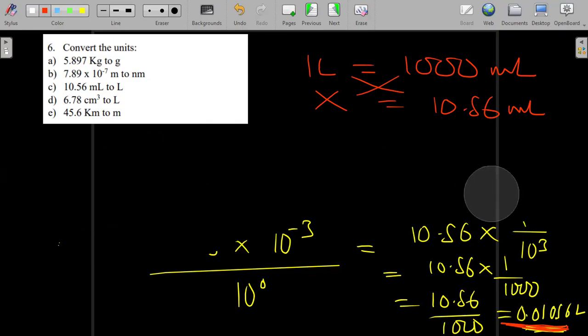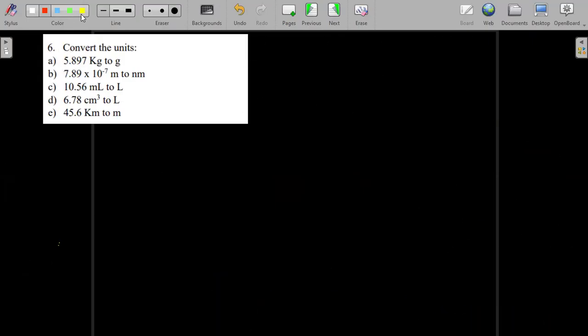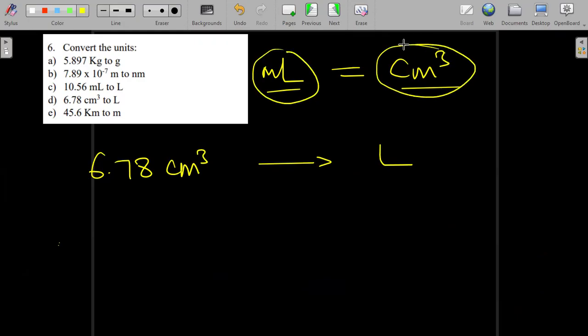The other question there is similar to this one. I remember in that video when I was explaining about units, I said milliliters is the same as cubic centimeters. So whenever you see milliliter, it's the same as this. There we have 6.78 cubic centimeters. We want to convert it to liters. So milliliters and cubic centimeters are the same. It means 1 liter is equal to 1000 cubic centimeters, and it's also equal to 1000 milliliters.